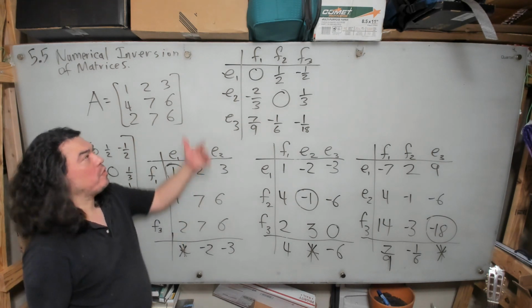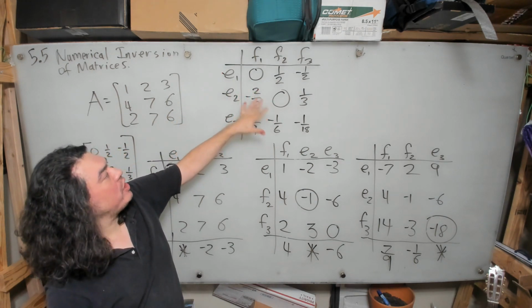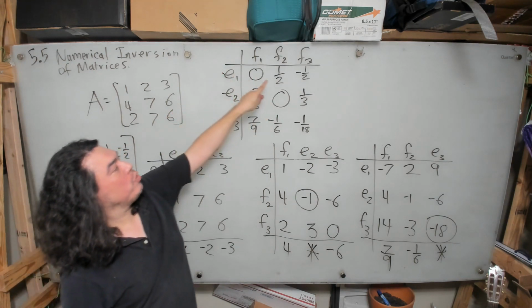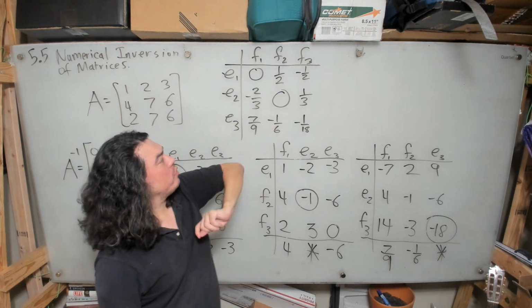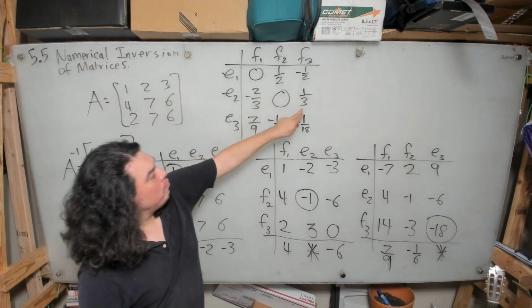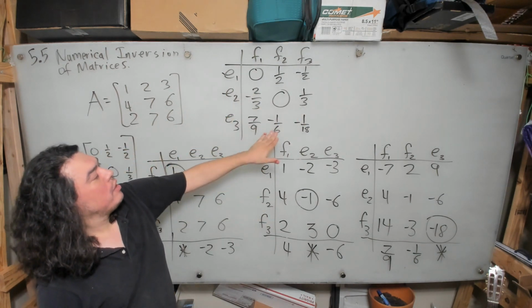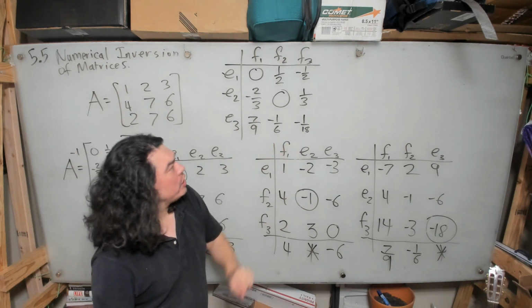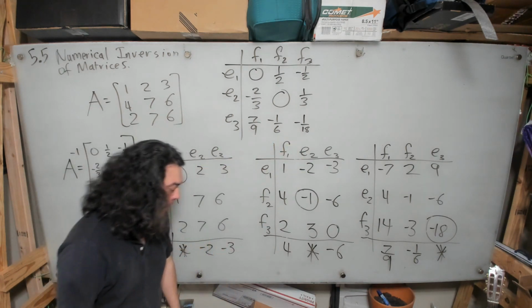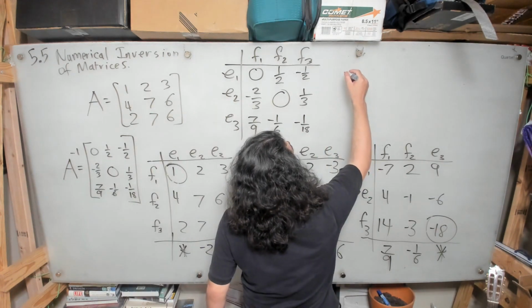Because you can see that what we've done here is we've expressed, if we wanted to rewrite this as a system of equations, we would say E1 equals 1/2 F2 minus 1/2 F3. E2 is equal to negative 2/3 F1 plus 1/3 F3. And then, of course, E3 is equal to 7/9 F1 minus 1/6 F2 minus 1/18 F3. Okay? Let me write that down explicitly just for concreteness.